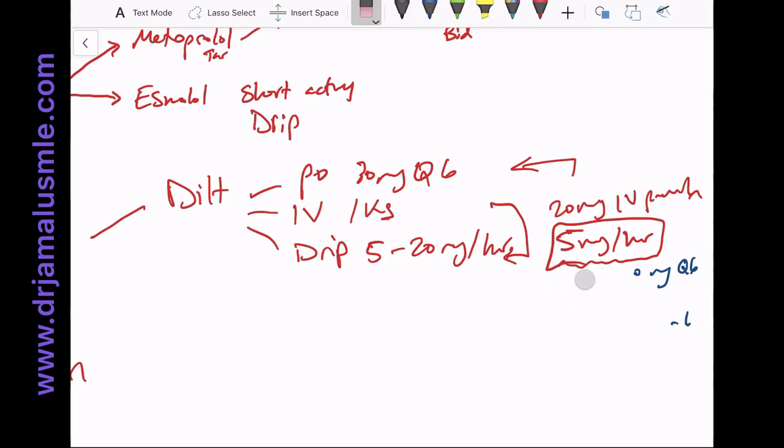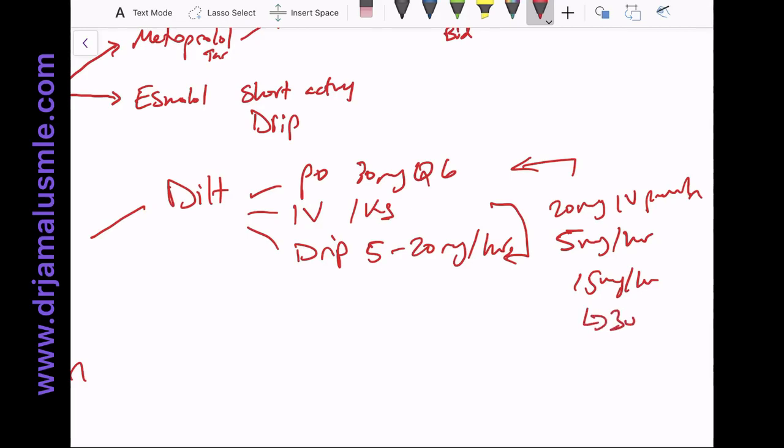One of the most common mistakes that physicians make is that their patient is requiring a lot of diltiazem, let's say 15 milligrams per hour, and they start them on 30 Q6. Well, what happens is that they will end up still requiring the drip, and their length of stay will increase just because they're using a lower dose. So always make sure that you're reasonable with the numbers.